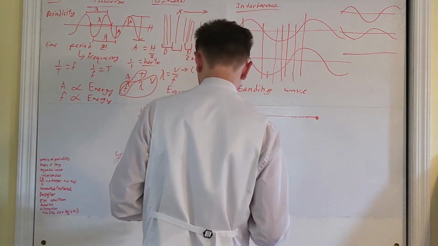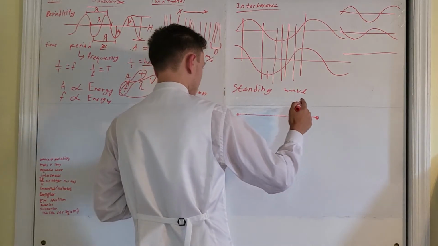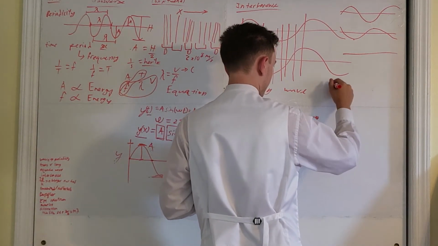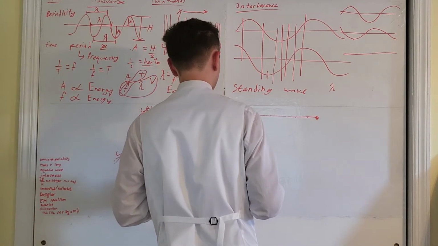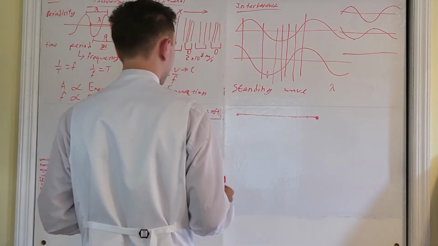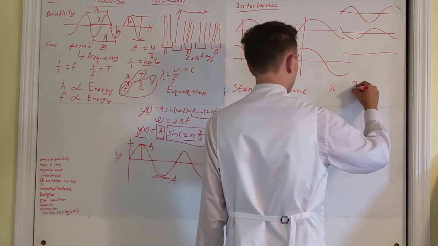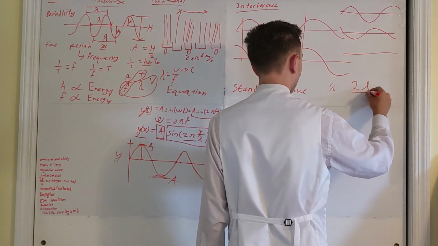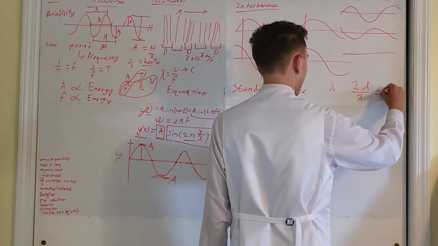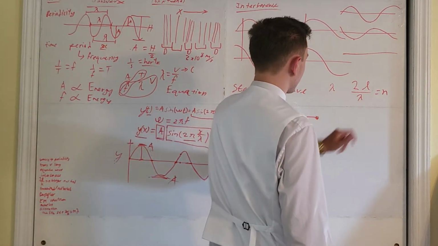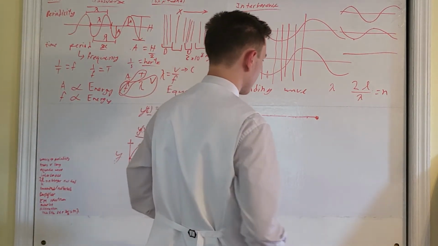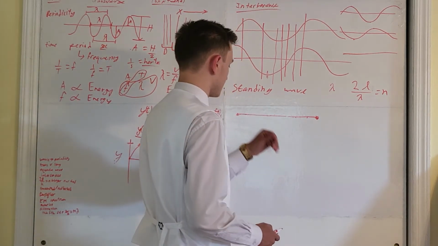prefer to exist at certain wavelengths, okay, certain lambda. And those lambda can be identified by the equation 2L over lambda equals n. So let's understand where this equation comes from. First, we need to understand a little bit more about standing waves.